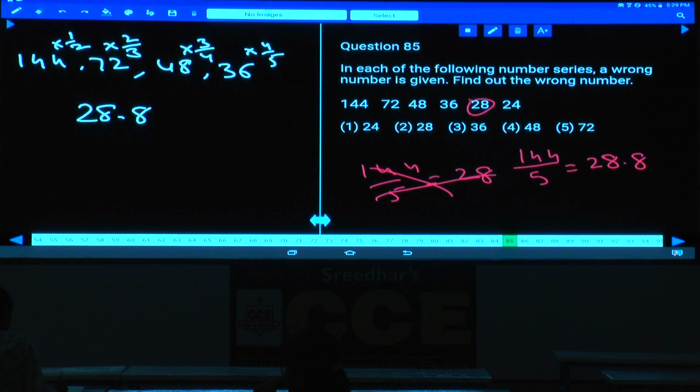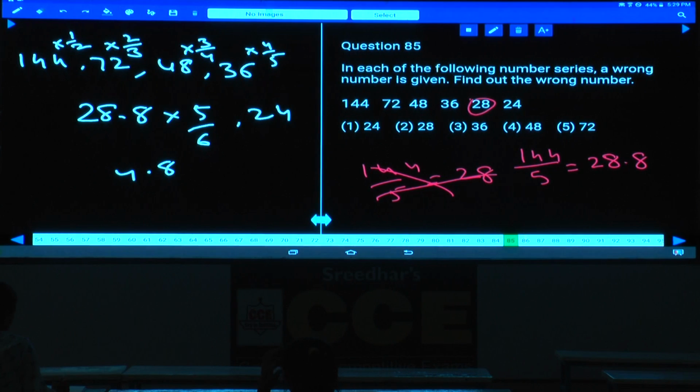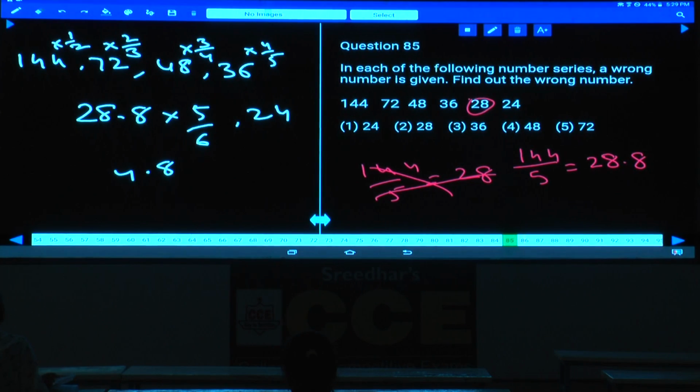Clear? And the next one will be into 5 by 6. 28.8 into 5 by 6. Now 6 4s are 24, 4.8. 4.8 into 5, that will be 24. Done? Now the wrong number is what? 28 is the wrong number, and the correct number in the place of 28 is 28.8. Now this is about paper number 96.